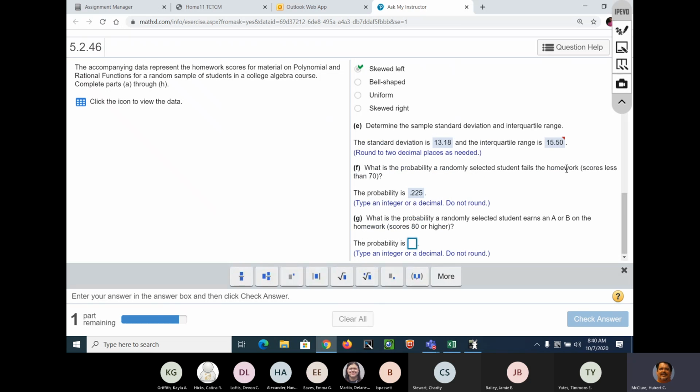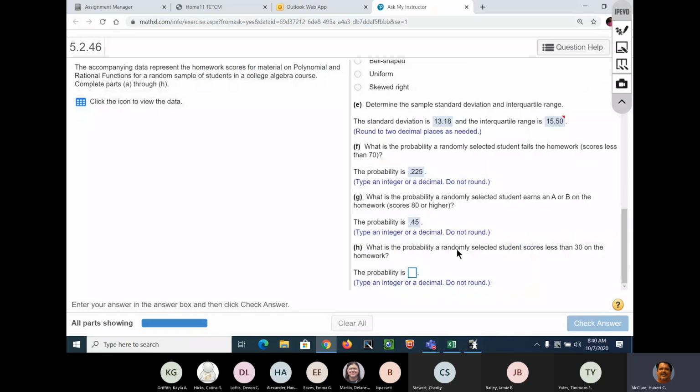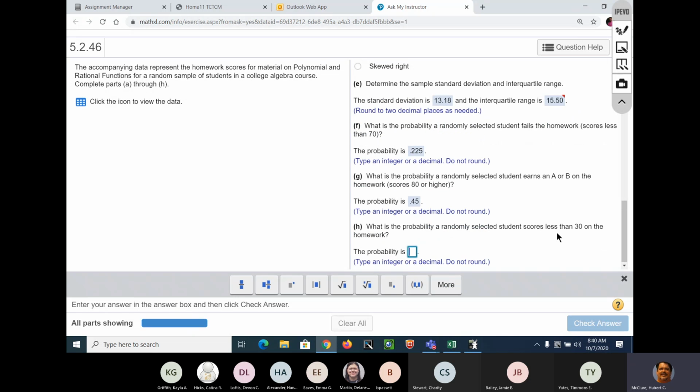This question is ridiculous. This is getting to be ridiculous. Is that it? Oh my gosh. 0, because the only number we got near 30 is 37. So that would be 0.